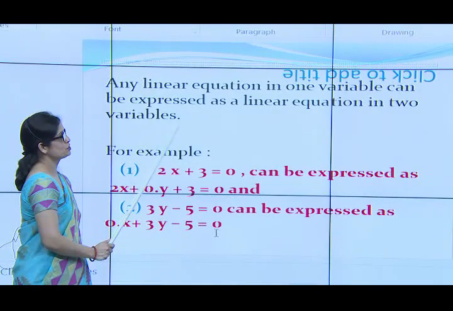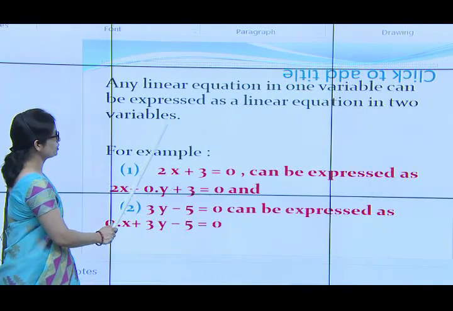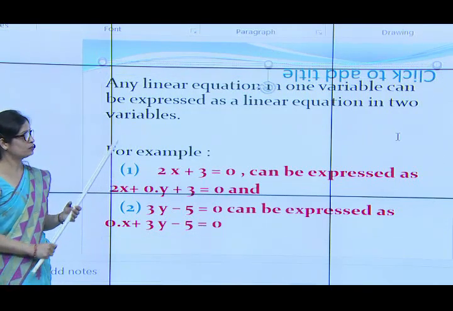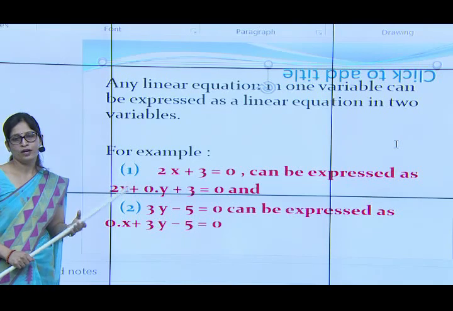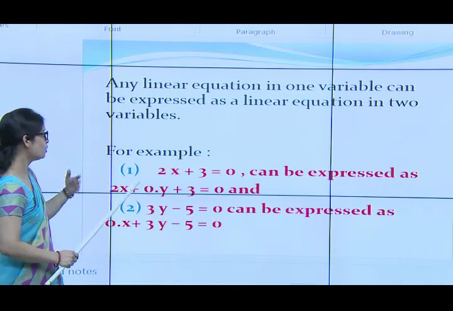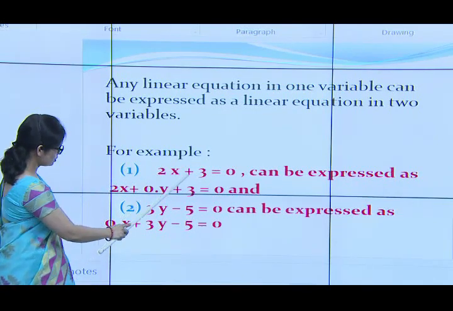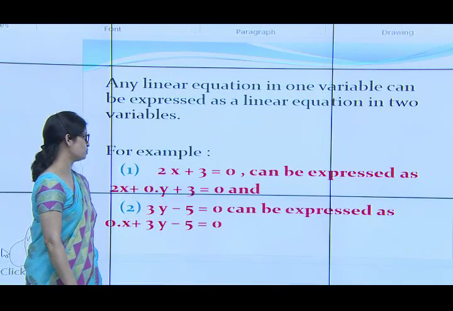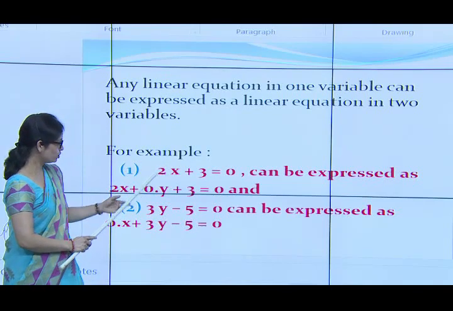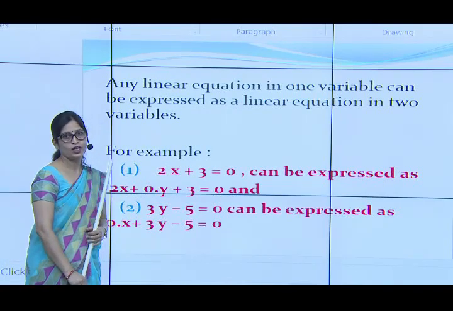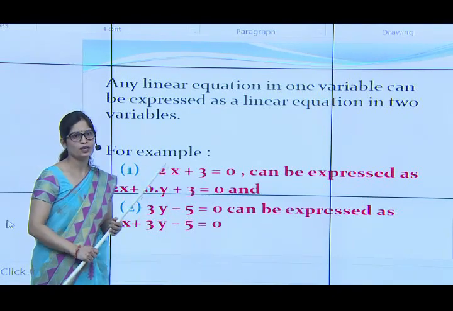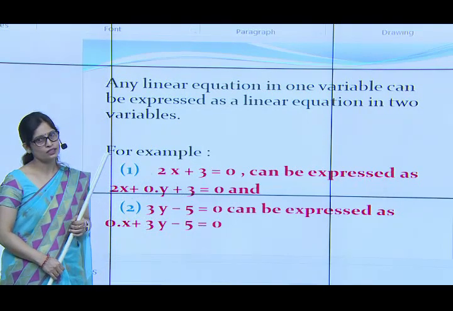Now any linear equation in one variable can be expressed as a linear equation in two variables. So this is a particular case, and it should come to your mind whether we can express this linear equation in one variable into two variables and how we can represent this. So if we consider this example, 2x plus 3 is equal to 0. Here this equation is in terms of one variable, that is x. Now we want to represent this equation in two variables. Two variables means we should have x and y. We can have other than y also, but in general we are taking x and y as the two variables.